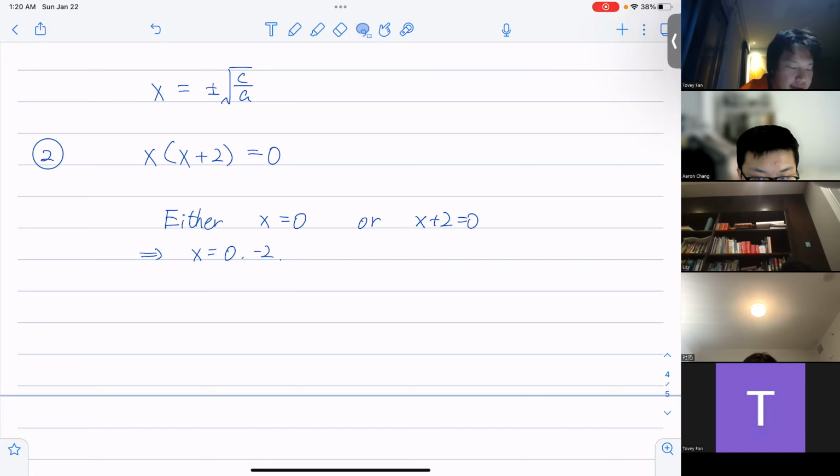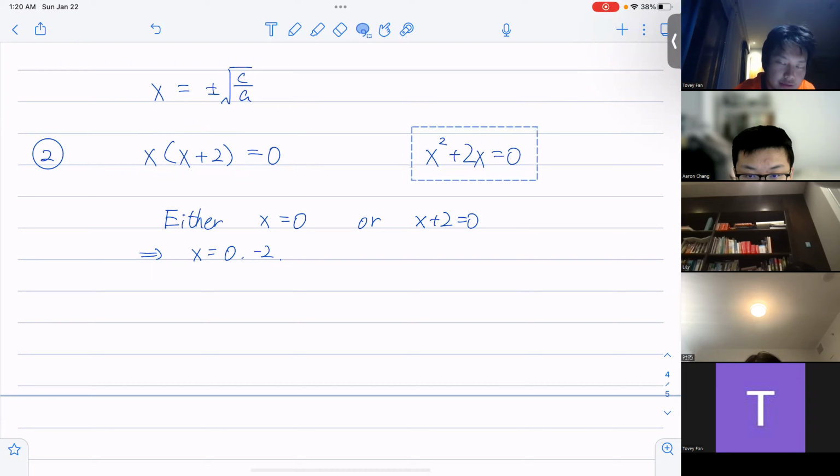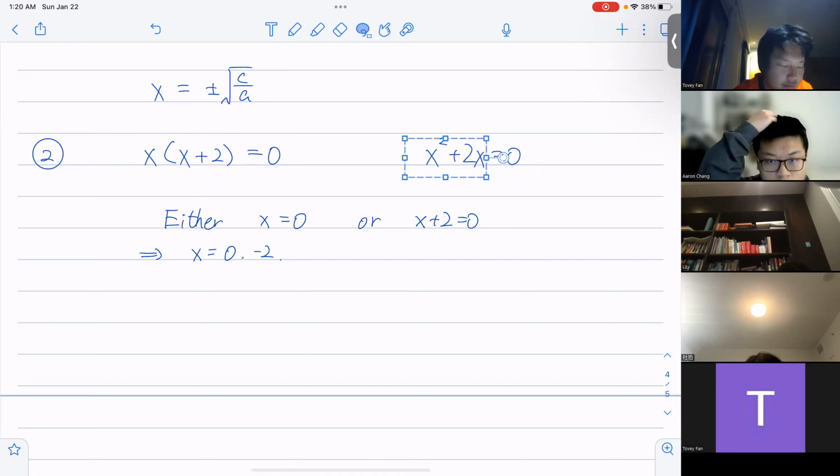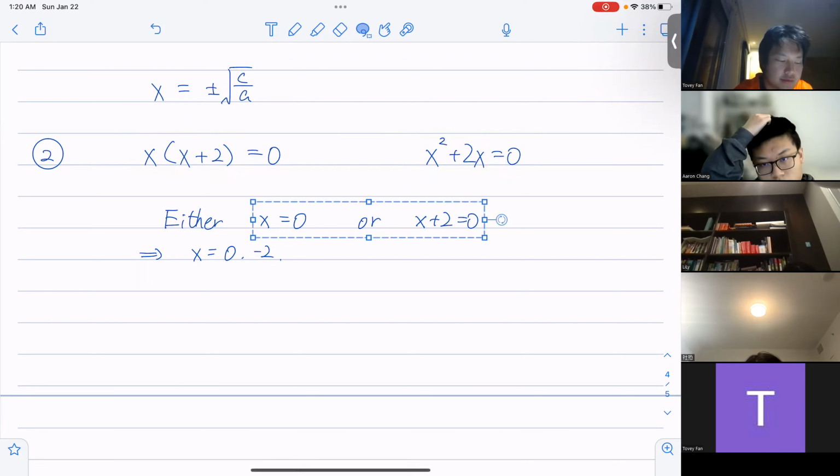Oh, by the way, so number 2 usually doesn't appear like this because usually it doesn't really give you brackets, right? Usually it will multiply out, so it will actually be x squared plus 2x equals 0. So that means if you have this, you should first factor it out, right? Find a common factor and factor it out, and then it will be this.